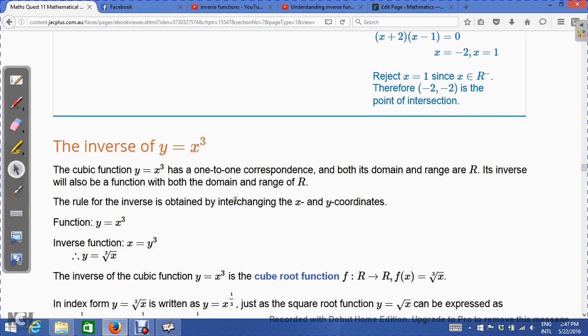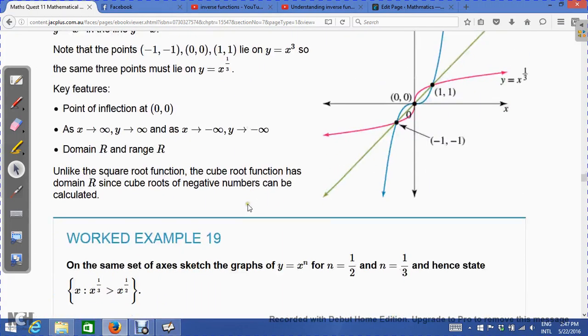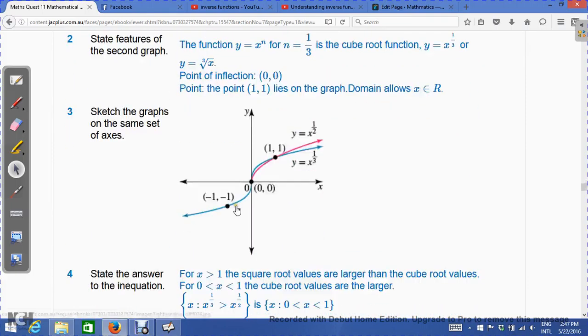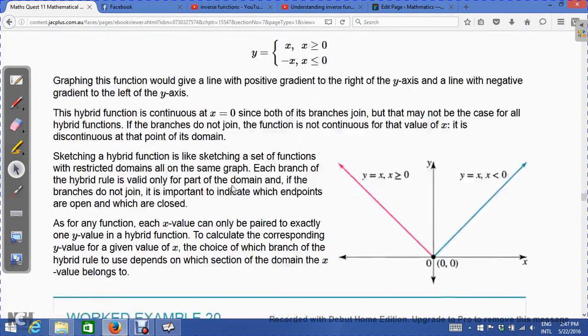Now I'm going to leave the video there. So next part is we just need to have a look at the x cubed graph and hybrid functions.